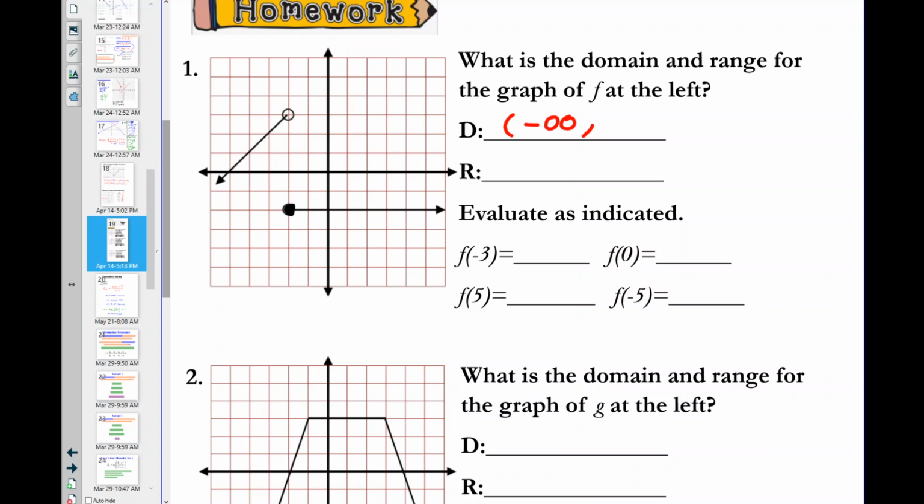Domain: all real numbers. Caroline, you feel left out? You want to do range? Range is going to be tricky. This fooled one of my smartest kids last period.